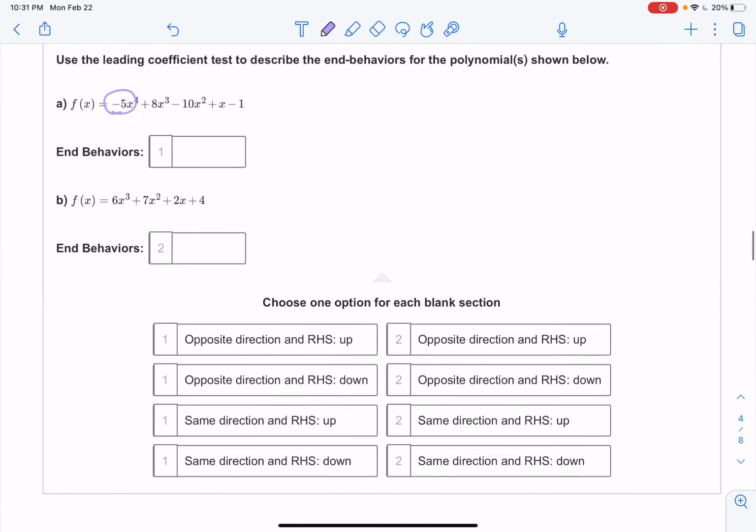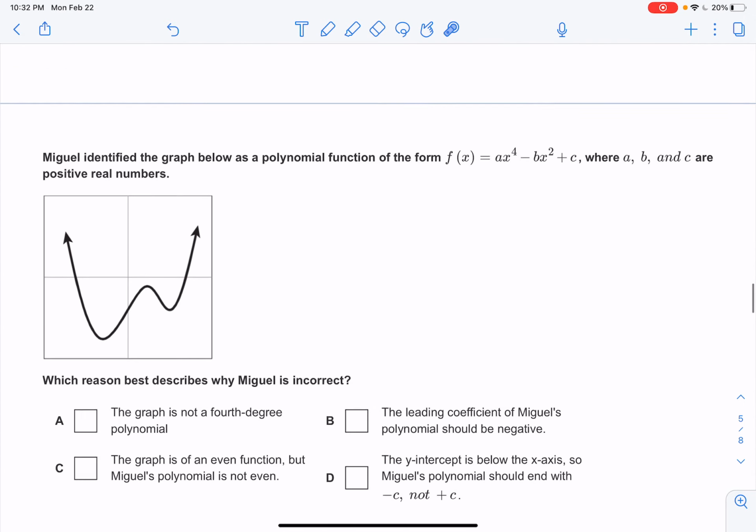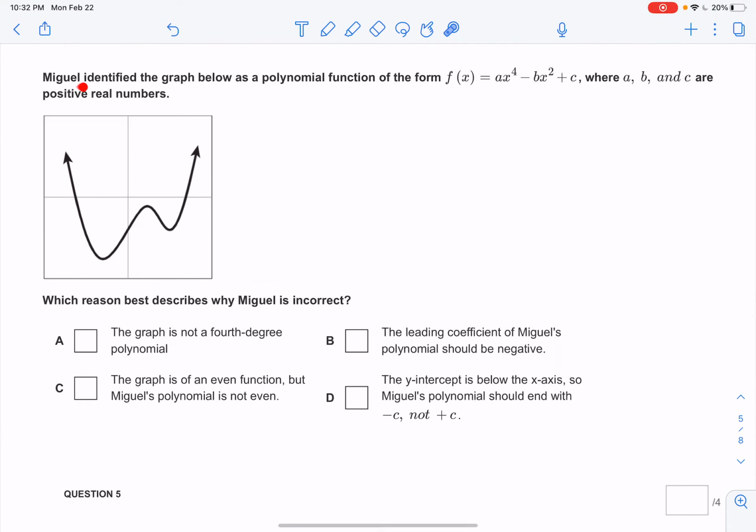All right, so that's going to help you with picking the correct ones here. Okay, so you're going to look at this first term. This first term kind of helps you out to pick the right one. Okay, question 4. Miguel identified the graph below as a polynomial function.